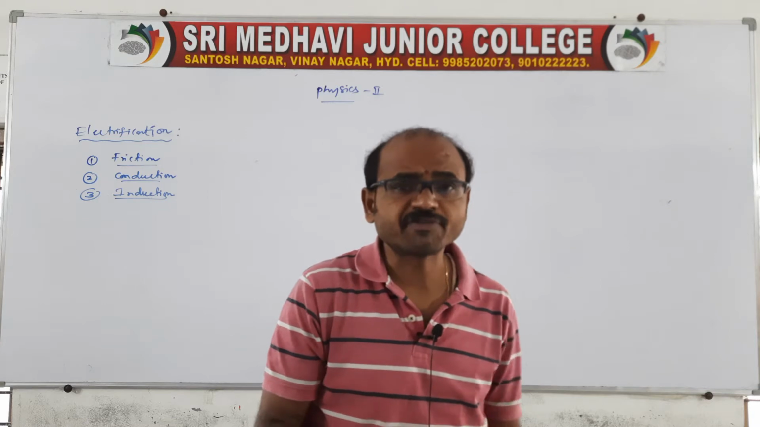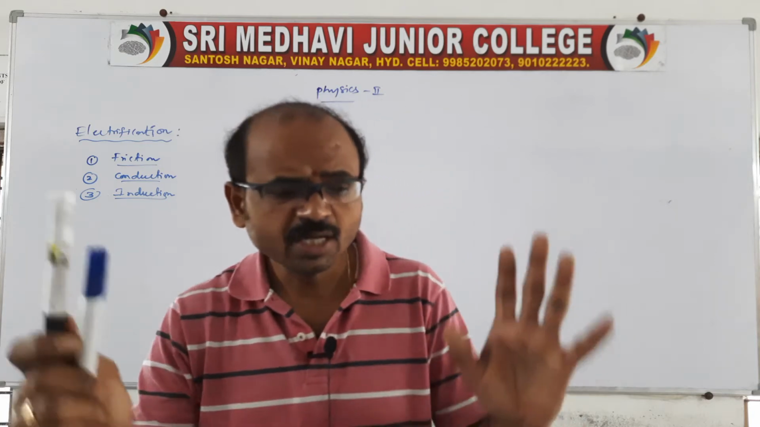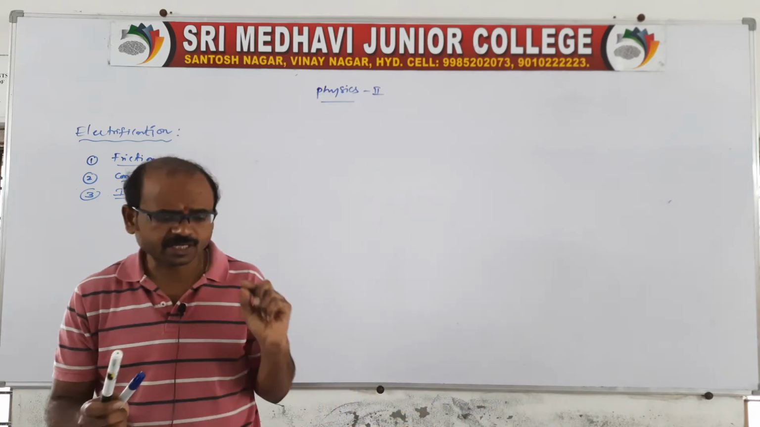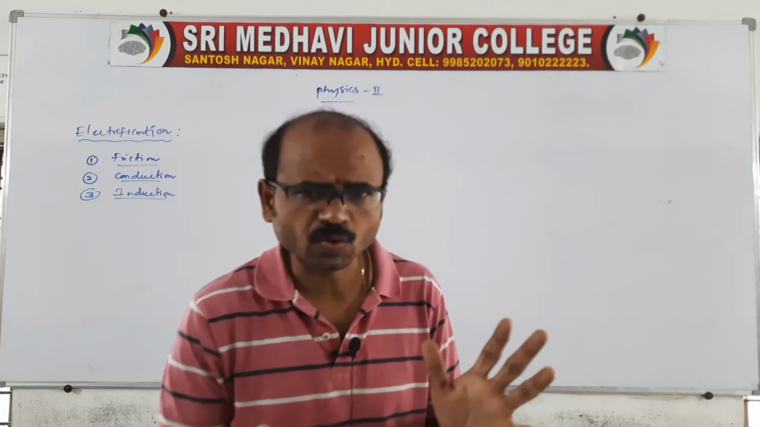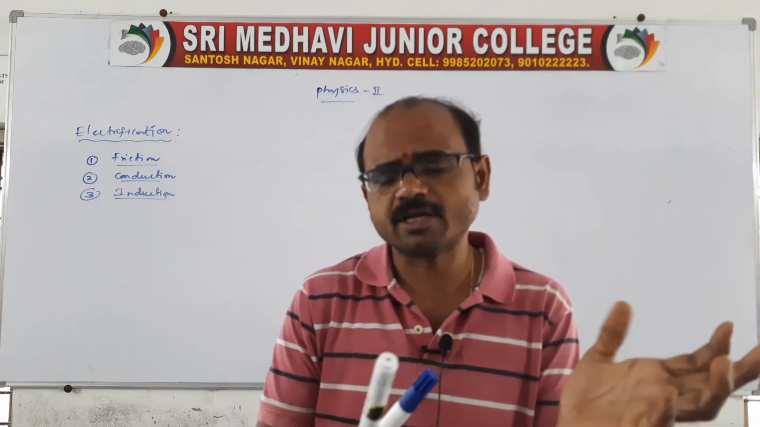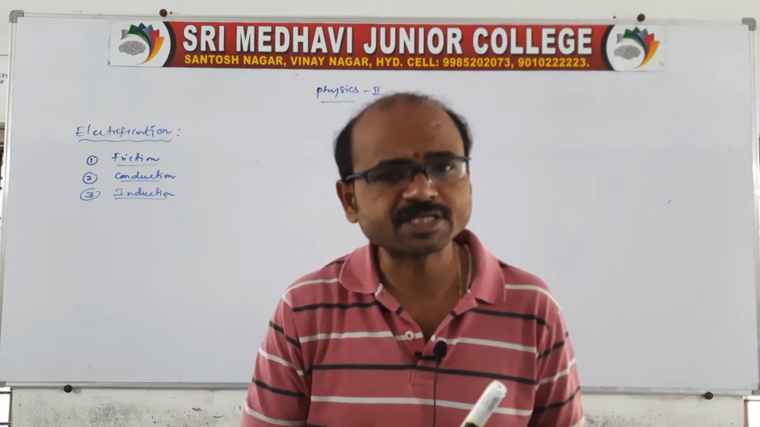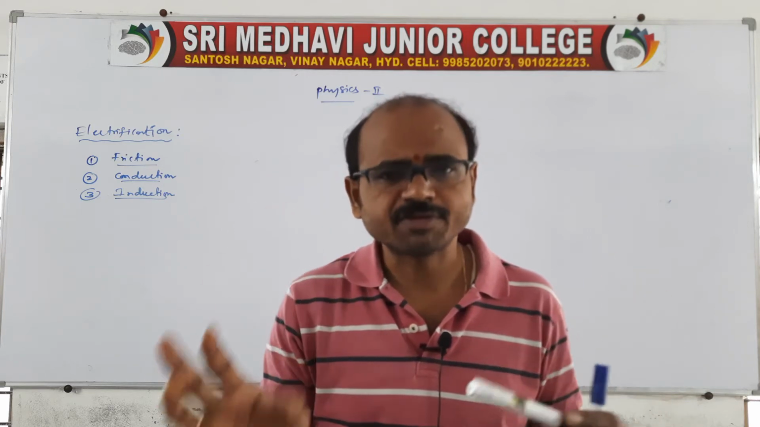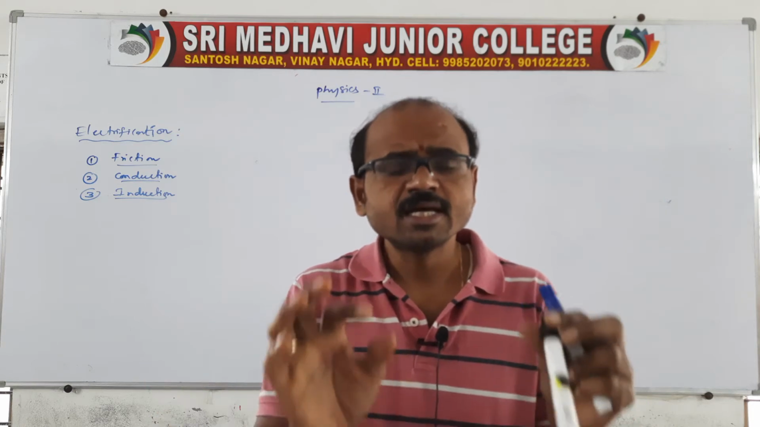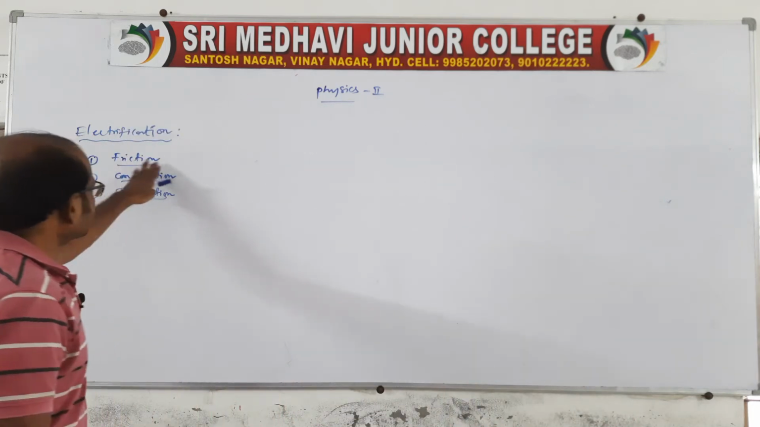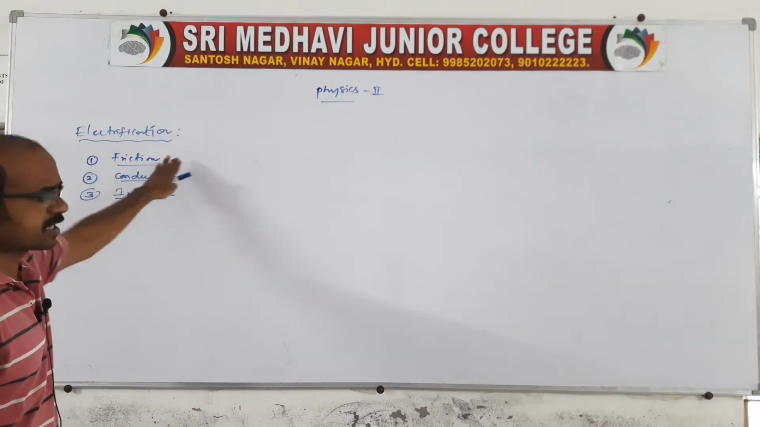This experiment shows the body can be charged. By friction the body can be charged. If you take a rod and a silk cloth and rub them, the charges are transferred from the rod, so the silk cloth becomes negatively charged and the rod becomes positively charged. This is how the body can be charged by friction.